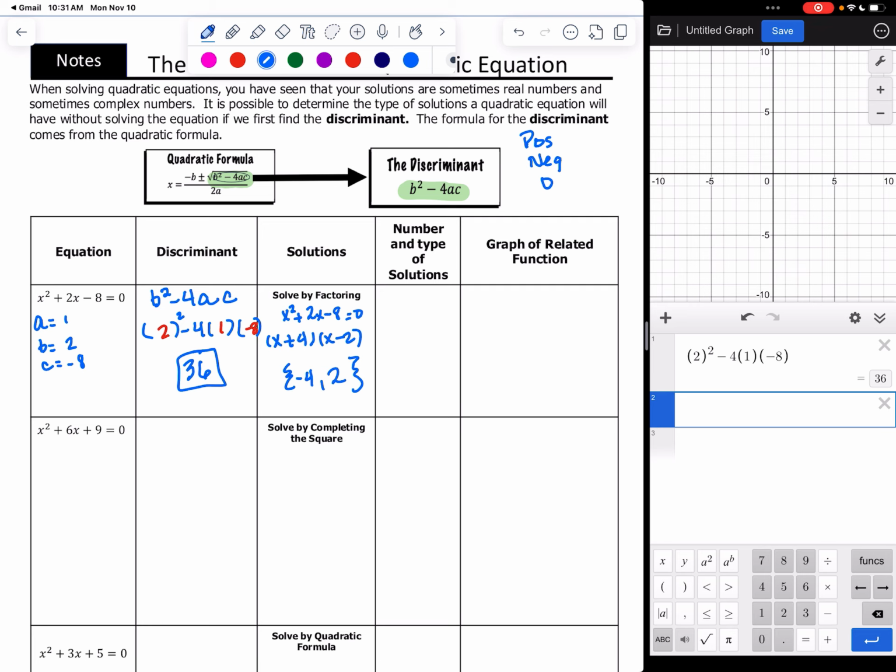Now, in the fourth column, they want you to tell how many solutions there were, and what type are they? Are they real numbers or complex numbers? So here we had 2, and they're real number solutions.